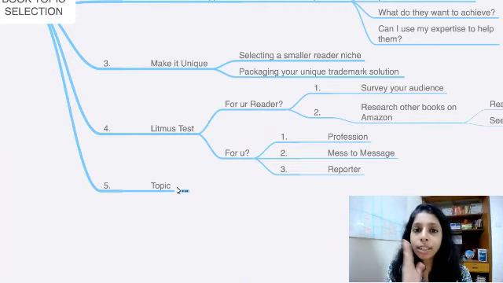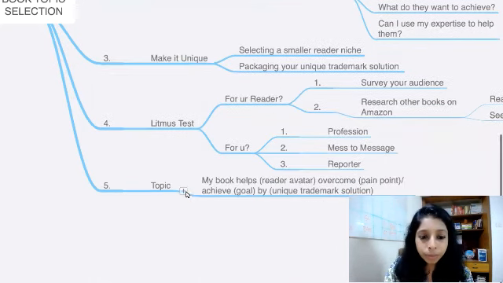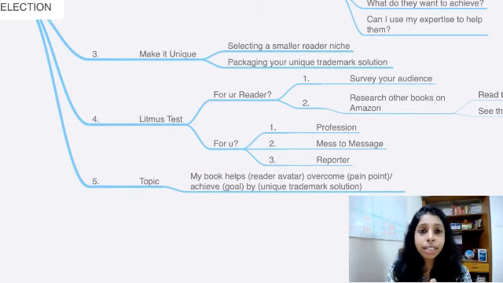Now, by the way, guys, topic is not the title or the subtitle. That comes later. I'll make another video on that. But for now, let me show you how you craft the topic. The topic should be written in this format. My book helps dash, which is your reader avatar, which is that one person who should be buying your book, overcome dash, which can be a pain point, or achieve dash, which is their goal, by dash, which is your unique trademark solution. So try to fit your topic into this sentence so that you are now crystal clear. You're super focused that this should be your book's topic, and you have validated it.